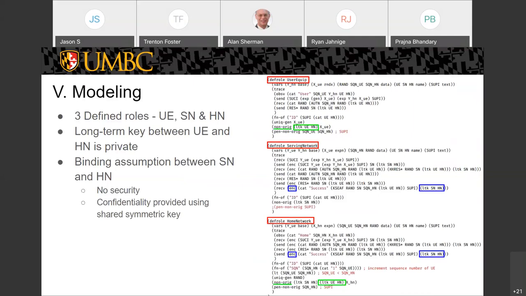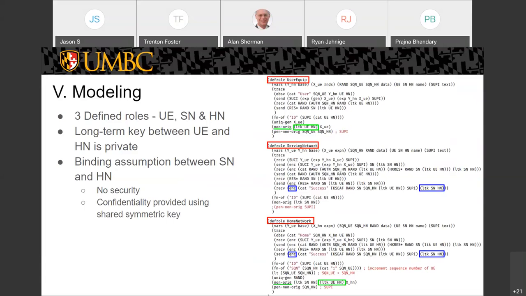Also, these protocols rely heavily on a shared secret between the user equipment and the home network. And so you can see in green there, we've modeled this shared secret as a long-term key between the user and the home network. And we define it as non-originating, which tells CPSA that the adversary has no way of accessing this value.